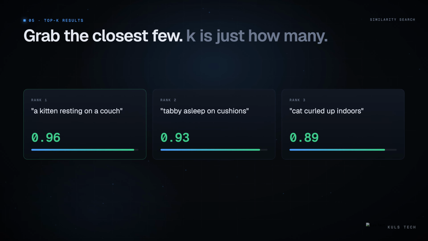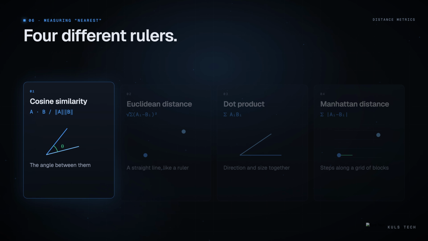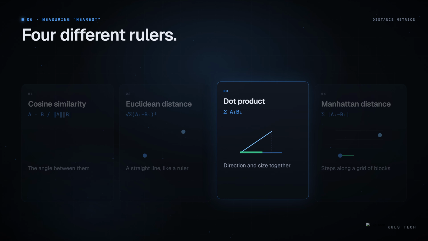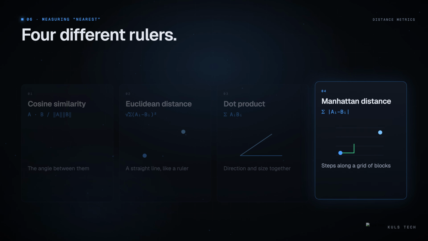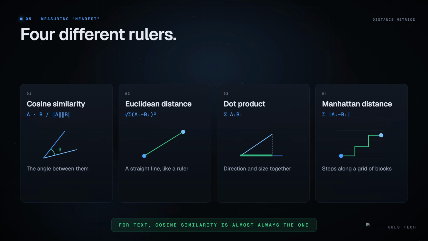But hold on. What does nearest actually mean when you're dealing with 1,000 numbers? Well, there are a few ways to measure it. The most popular one is cosine similarity, which ignores how long the vectors are and only looks at the angle between them. Point in the same direction, you're similar. Point apart, you're not. Then there's Euclidean distance, which is the plain straight line between two points, just like measuring with a ruler. There's the dot product, which cares about direction and size together. And there's Manhattan distance, which adds up the steps you take along a grid, like walking city blocks. Four different rulers. For text embeddings, cosine similarity is the one you'll see almost everywhere.